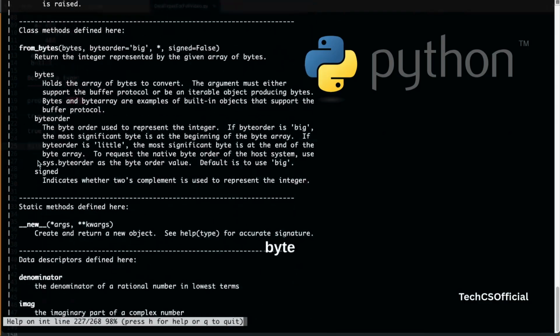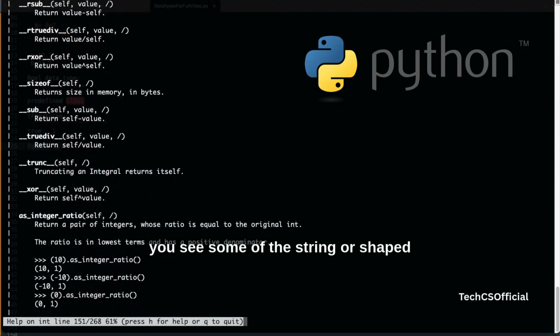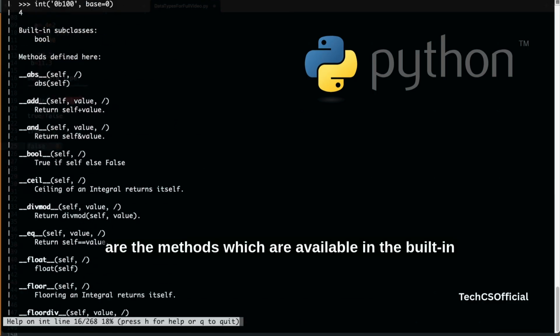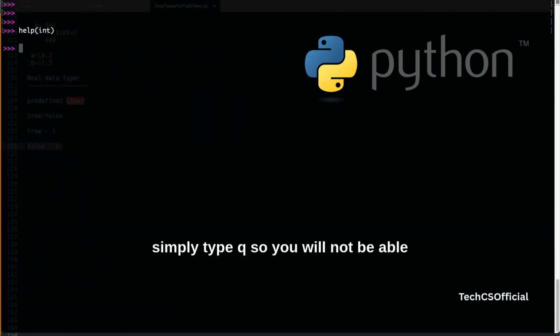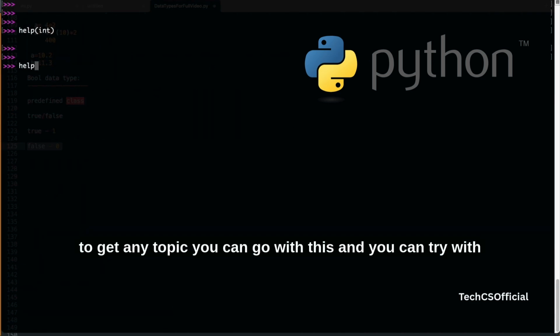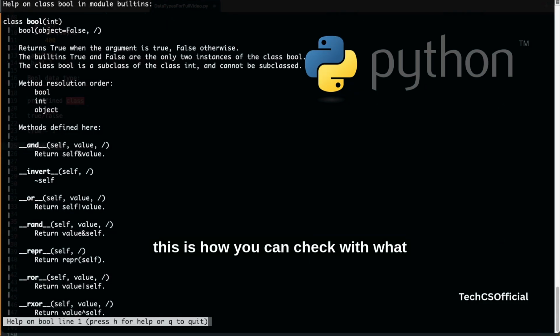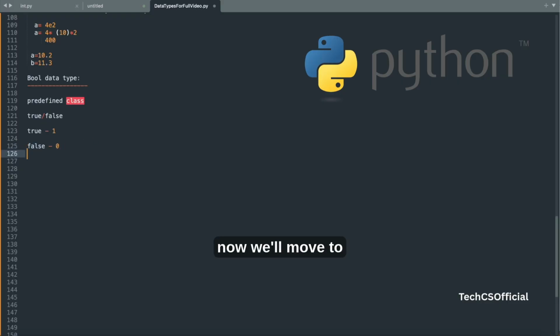See, bytes order, length. Even you see some of the string or shift, round, seal. These are the methods which are available in the built-in predefined class, and if you want to quit you can just simply type q, so you will not be able to get any topic. You can go with this and you can try, suppose if it is a bool, we can say bool type. See, this is how you can check whether it is a predefined class or not, and you can go through this once.